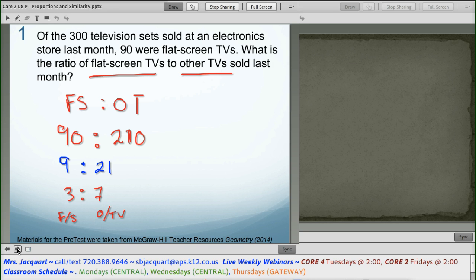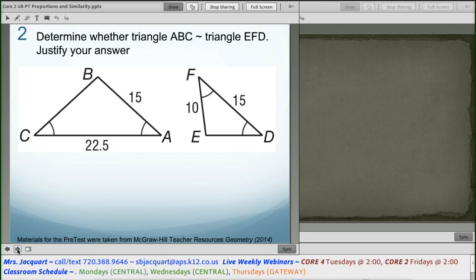You can also write that this way if you want to. I just like that way. That's my favorite way. Determine whether triangle ABC and triangle EFD are similar. That's what that symbol means, similar. The way that we do that is we run our ratios. So we're going to match up our parts. Let's circle red the sides that match, and then let's circle blue the other ones.